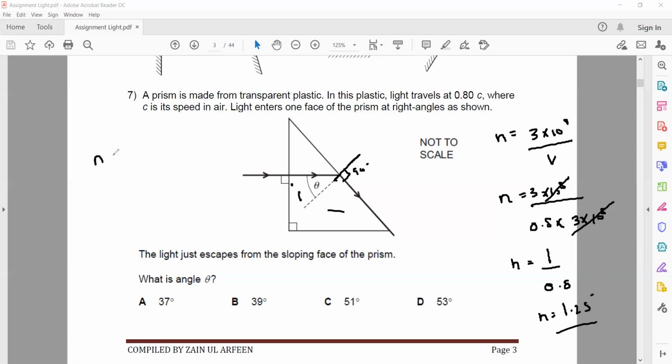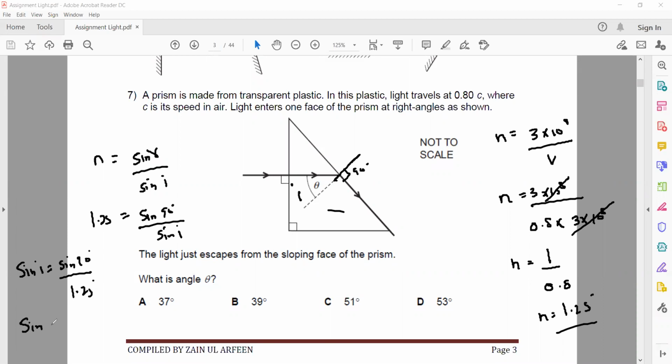Then refractive index in terms of angle, because it's moving from denser to rarer, the refractive index is sine angle R over sine angle I. So refractive index is 1.25, angle of refraction is 90, and angle I we don't know. So we can say that sine angle I is equal to sine 90 divided by 1.25. Sine 90 divided by 1.25 is equal to 0.8. But we need I. So sine I is equal to 0.8, and we need I.